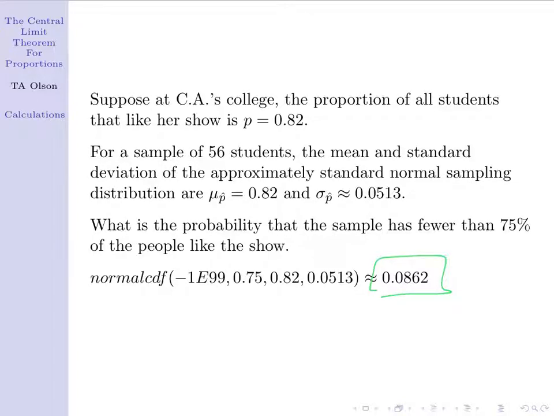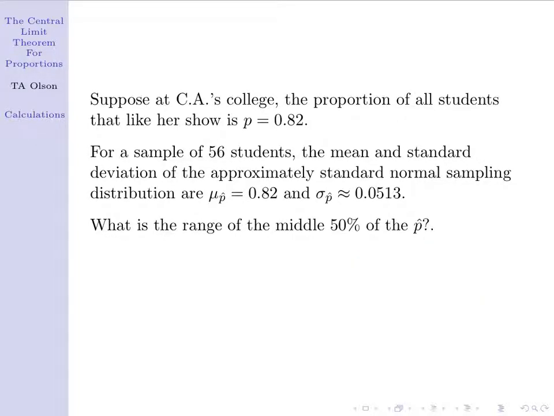All the other similar probabilities can be calculated similarly. If we want the middle, say between 65% and 80%, we just substitute that in for the low, that in for the high. The mean and the standard deviation aren't going to change. Other interesting things that we could calculate: what's the range of the middle 50%? Let's remember that the middle 50% is going to be our quartiles, Q1 to Q3. The middle 50% is in there.